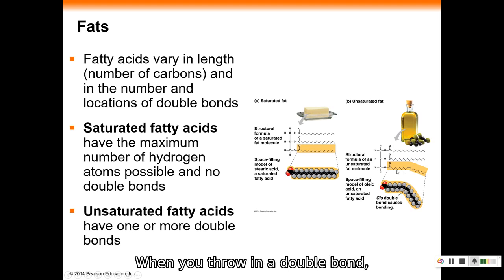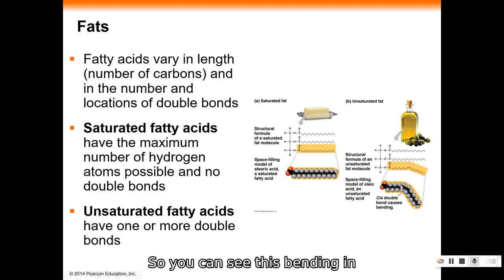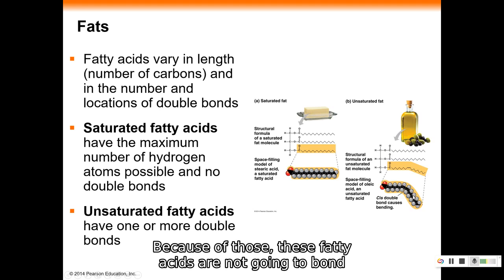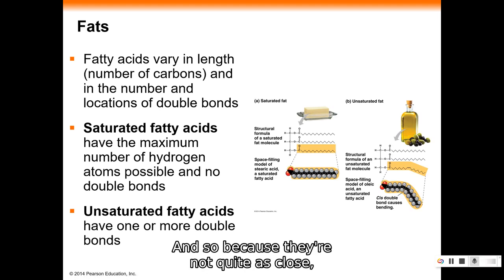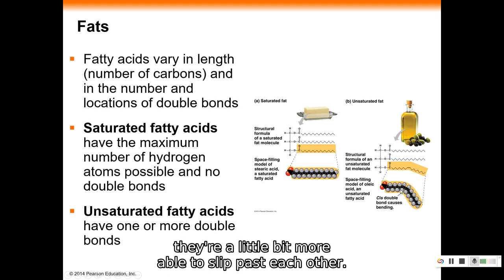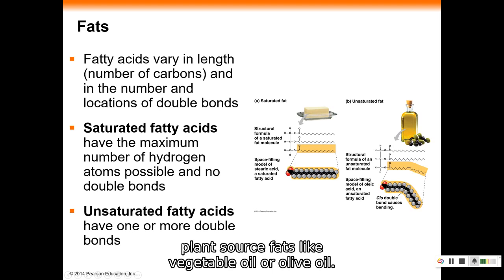When you throw in a double bond, it kind of forms this little kink. So this starts going off to the side here. So you can see this bending in this unsaturated fatty acid. Because of those, these fatty acids are not going to bond together quite as closely to each other. And so because they're not quite as close, they're a little bit more able to slip past each other. These are going to typically be liquids at room temperature. So saturated fats are typically animal sourced fats, and unsaturated fats are typically plant sourced fats like vegetable oil or olive oil.